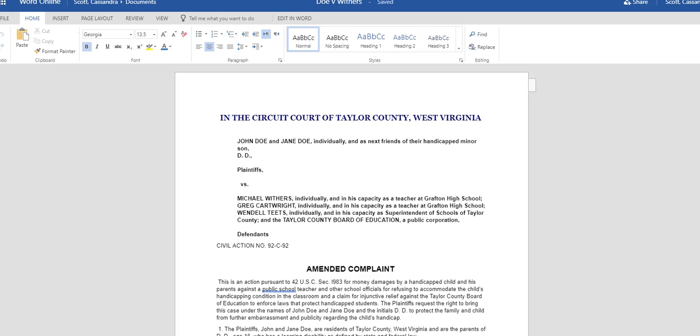Typically, when a special education complaint goes to hearing, it might be rewarded with compensatory education or that kind of thing. In this case, Doe versus Withers, Mr. Withers was a teacher who refused, even after being told multiple times, to implement accommodations and modifications. He refused, flat out refused.